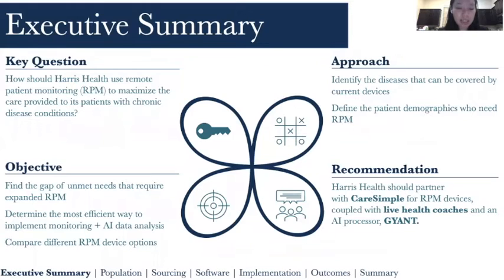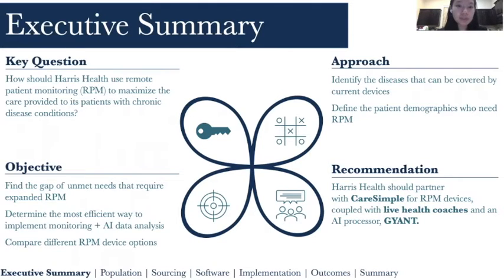The key question to answer is how should Harris Health use remote patient monitoring, RPM, to maximize the care provided to its patients with chronic disease conditions. The objectives are to find the gap of unmet needs that require expanded RPM, determine the most efficient way to implement monitoring plus AI data analysis, and compare different RPM device options.